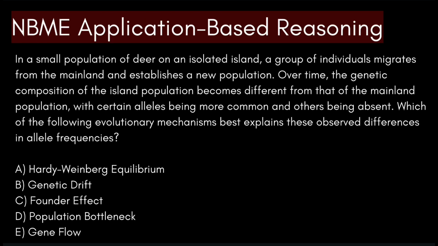In a small population of deer on an isolated island, a group of individuals migrate from the mainland and establishes a new population. Over time, the genetic composition of the island population becomes different from that of the mainland population, with certain alleles being more common and others being absent. Which of the following evolutionary mechanisms best explains these observed differences in allele frequencies?